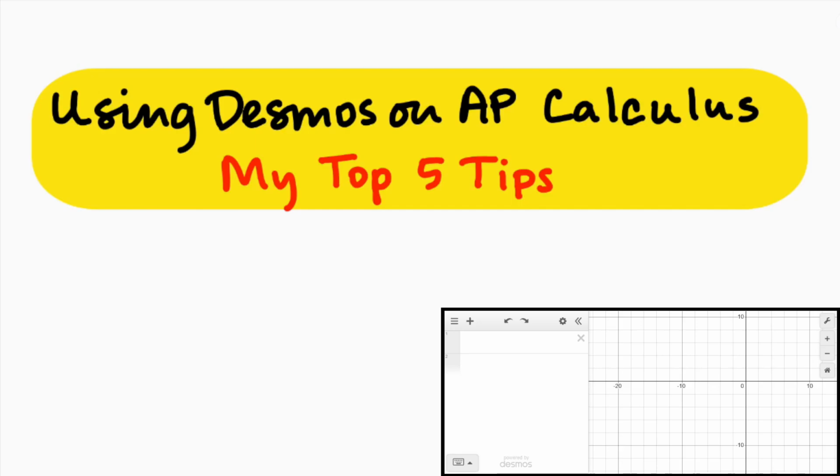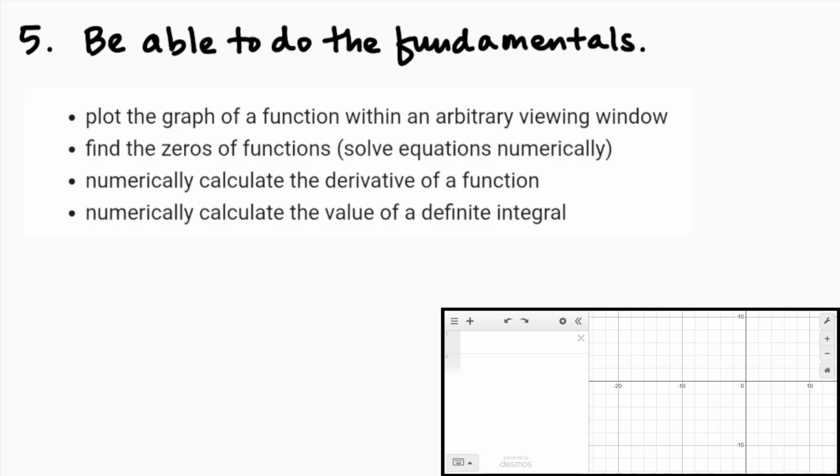Alright, welcome. In this video, I'm going to be giving you my top 5 tips for using Desmos on the AP Calculus exam. And my first, and probably the least surprising, is that we need to be able to do the fundamentals. They say on the College Board website that we need to be able to graph a function on an arbitrary viewing window, we need to be able to solve equations, and we need to be able to do derivatives and integrals on a calculator. So let me show you how all that would work.